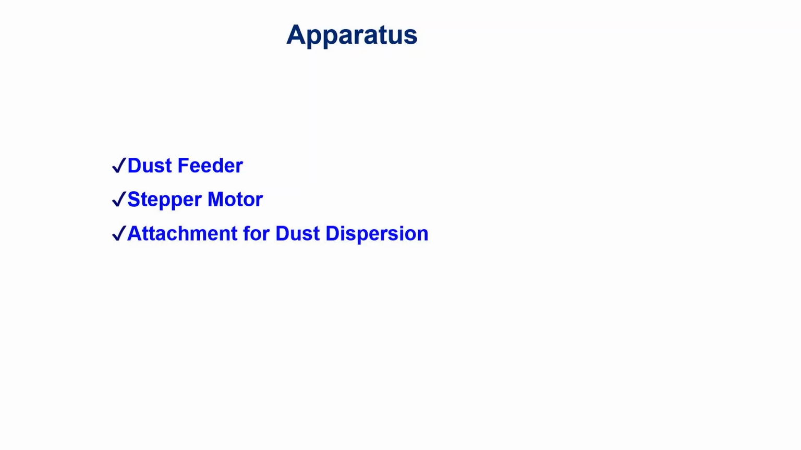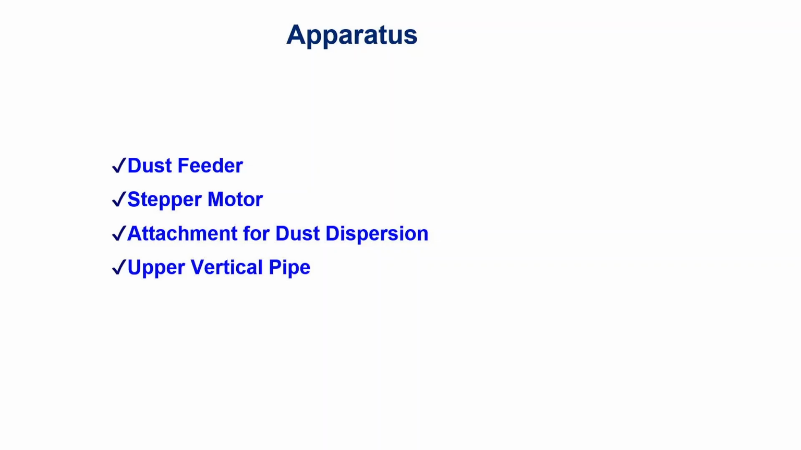Now, there will be a dust feeder which feeds the dust at a constant rate, and one stepper motor which controls the dust feed rate. We have attached one dust dispersion arrangement, so that as soon as the dust feeder feeds the dust, it mixes with the air and there is no agglomeration of dust particles.